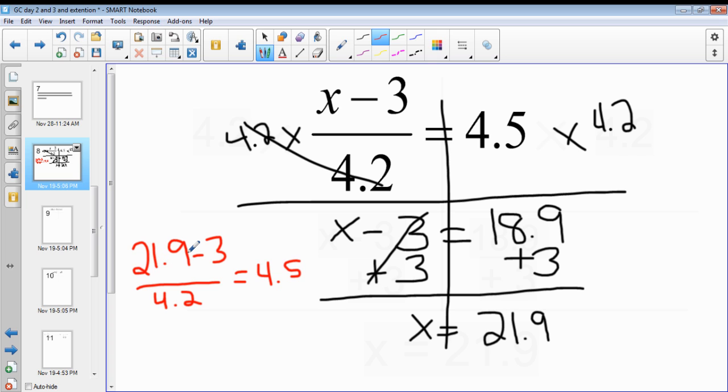Well, if I do 21.9 minus 3, I end up with 18.9, still divided by 4.2, equals 4.5. If I check that in my calculator, I get 4.5 equals 4.5. Since both numbers are the same, our answer checks and it is correct. So again, just to recap, we're still following the same steps as yesterday, even though we have decimal numbers.